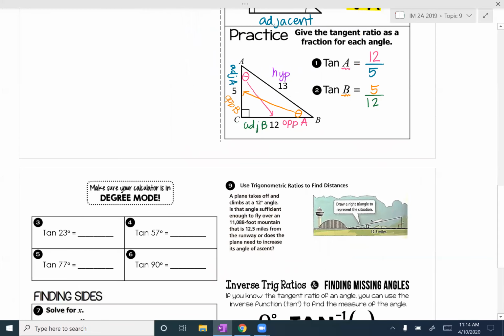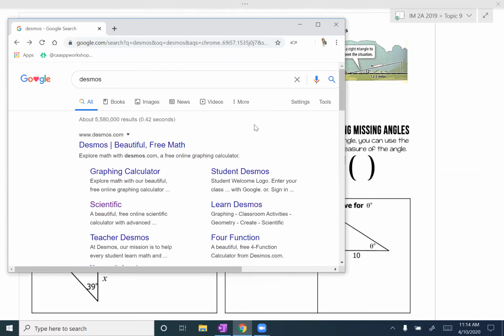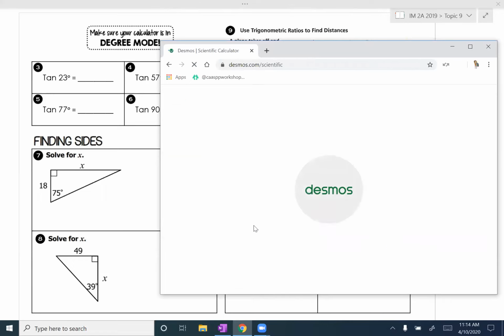So on the inside, we're going to be looking at some different things to do with tangent. First, we're just looking at how do I use my calculator to find the value of tangents of some angles. And what I'm going to show you with is Desmos. All that I did right now is search Desmos in Google so I could tell you which one you should be using. For this, we just need the scientific calculator. So I'm going to click on scientific. And so that will load in the Desmos scientific calculator.